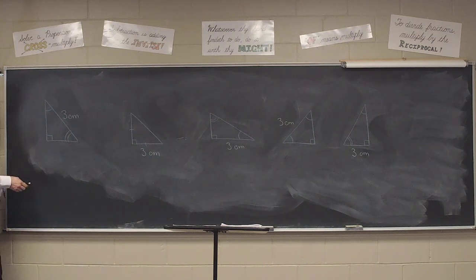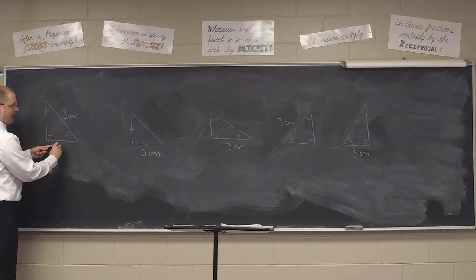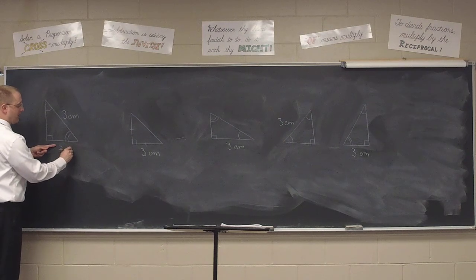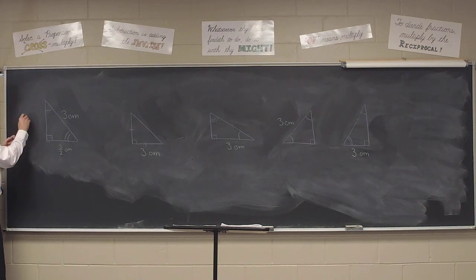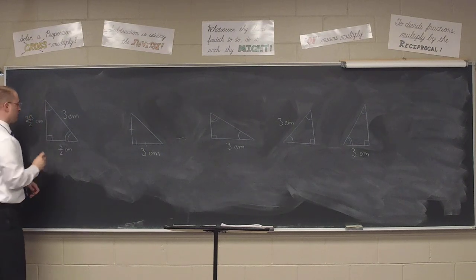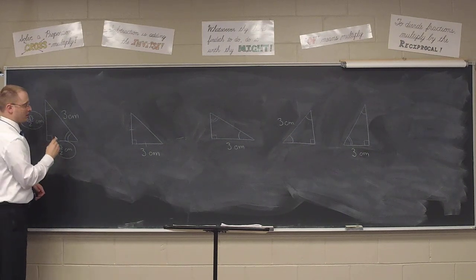Let's see how we did. 2x, x would be half. Divide by 2, 3/2 centimeters. Multiply x by the square root of 3 to get 3 times the square root of 3 over 2 centimeters. There's your first two answers.